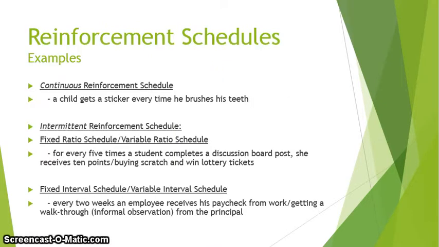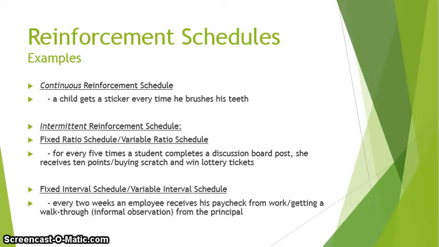Types of reinforcement schedules are continuous or intermittent. The first one, continuous, is, for example, you see it listed there, a child gets a sticker every time he brushes his teeth. So it's continuous, every time. He brushes his teeth, he gets a sticker. He brushes his teeth, he gets a sticker. It's a continuous reinforcement.